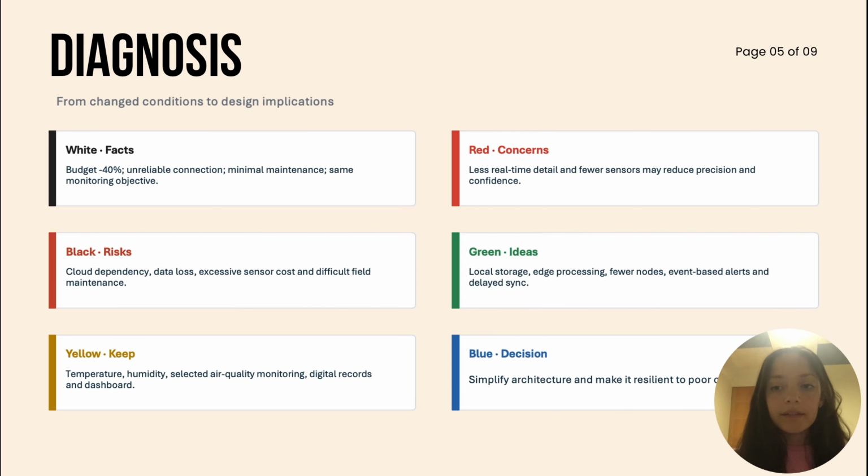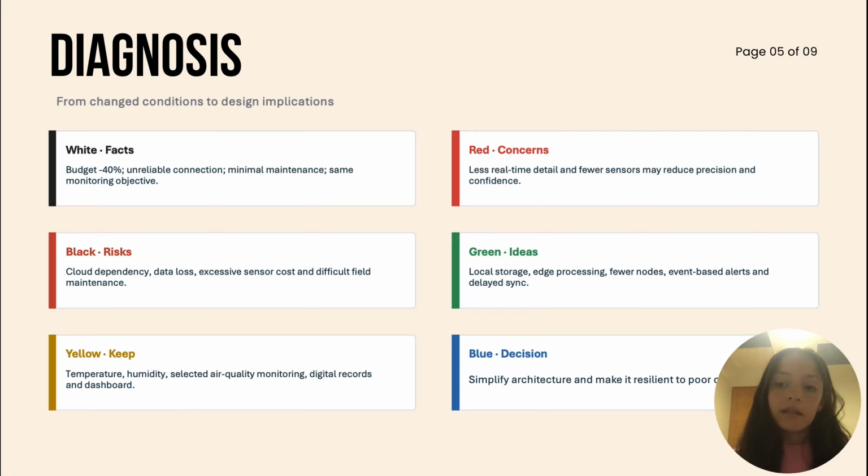With the red hat, I considered the main concerns. Using fewer sensors could reduce the precision of the system, and having less real-time monitoring could reduce the user confidence on the data. With the black hat, I identified the risks. The original system depended too much on the cloud, so unstable connectivity could cause delays or data loss. Also, many sensor nodes would increase both cost and maintenance difficulty.